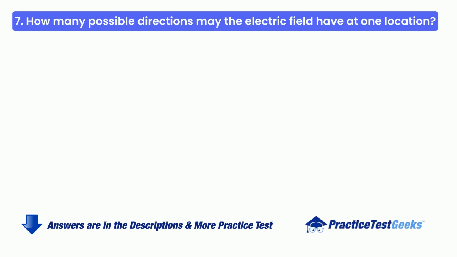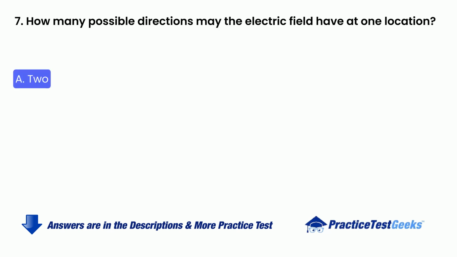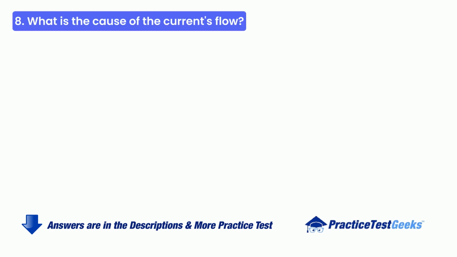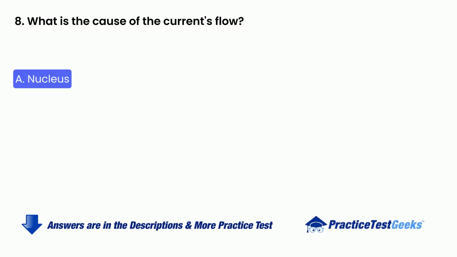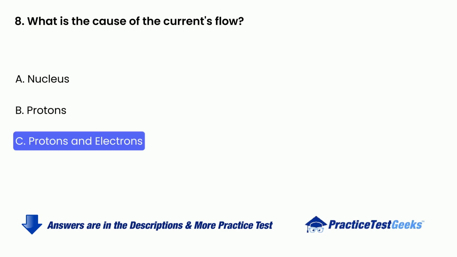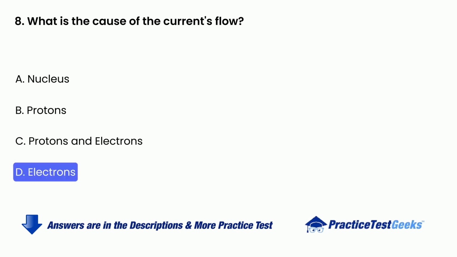How many possible directions may the electric field have at one location? A. 2. B. 0. C. 1. D. Many. What is the cause of the current's flow? A. Nucleus. B. Protons. C. Protons and electrons. D. Electrons.